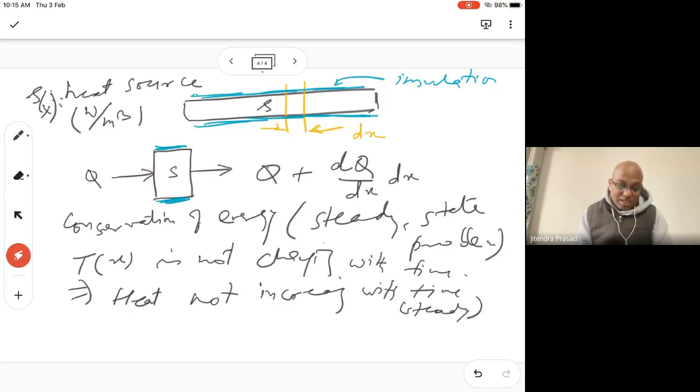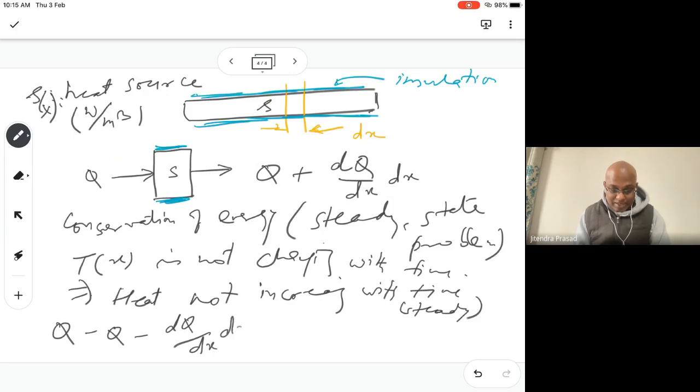So what do we get? Q is the one which is coming to the system. So we write Q. This one is the one which is leaving the system. So we will write minus Q minus dQ over dx. This is the heat source, which is also heat coming to the system. So plus S times dx, where dx is the length.